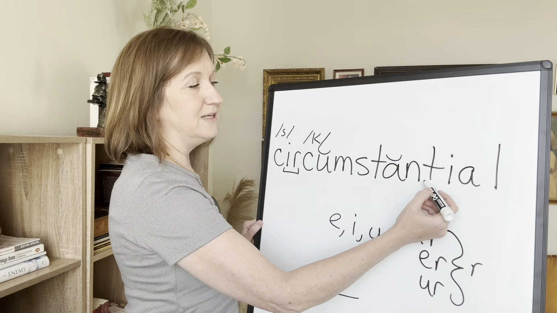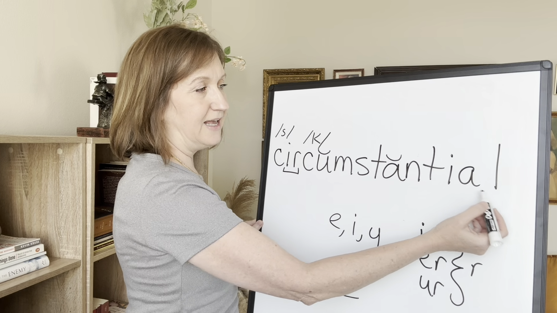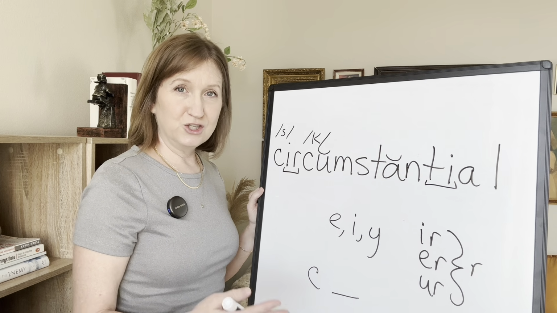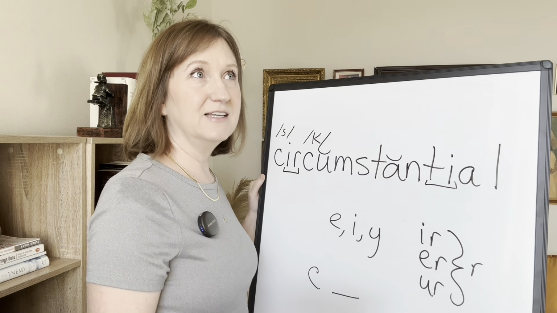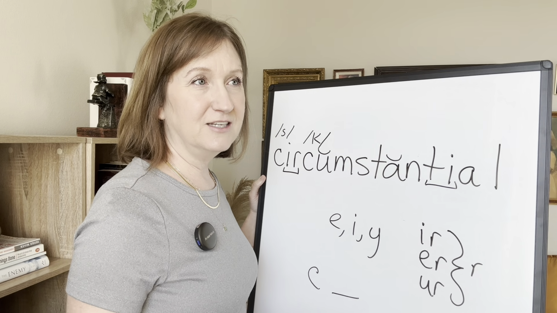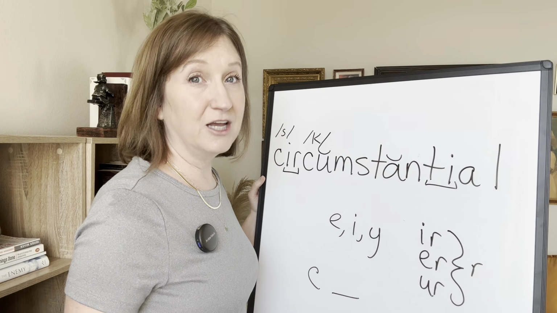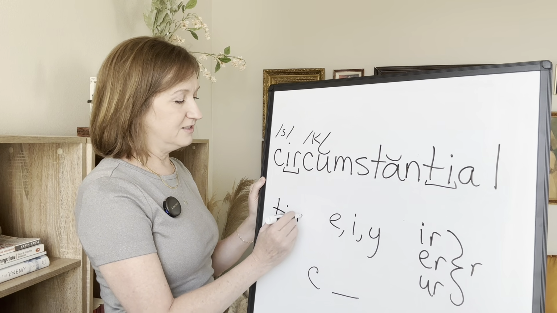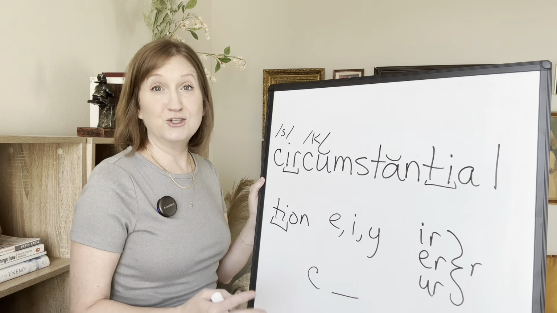Now I want you to look at these last four letters here, T-I-A-L. This T-I is a unit that says sh. You'll recognize it in words like nation, election, traction. You're going to see the T-I-O-N suffix a lot, and this T-I says sh.